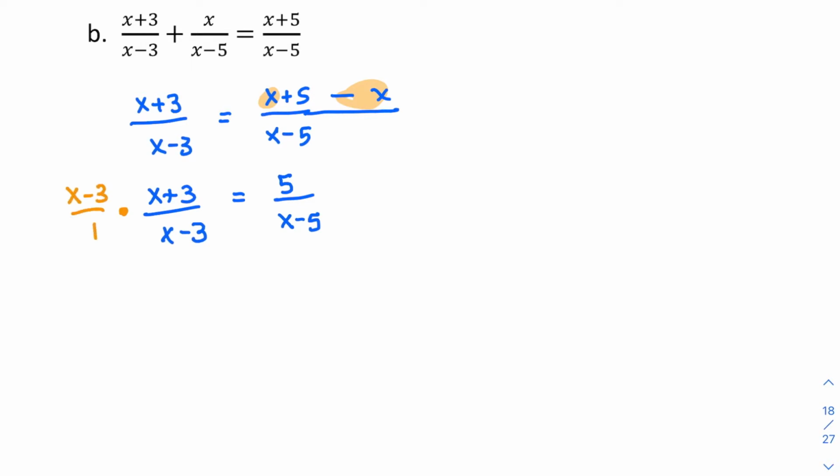Now here, I could start on the left, start on the right, doesn't really matter. I'm going to start on the left, multiply both sides by x minus 3 over 1 to get that to divide out to 1 and not be in the denominator. That'll leave me with x plus 3 equals 5 times x minus 3, or just 5x minus 15 if you go ahead and multiply, over x minus 5.